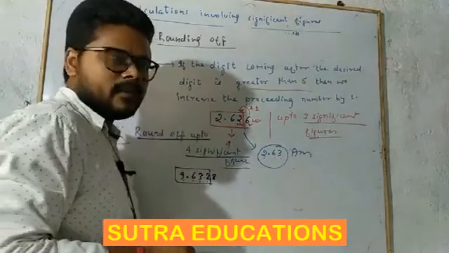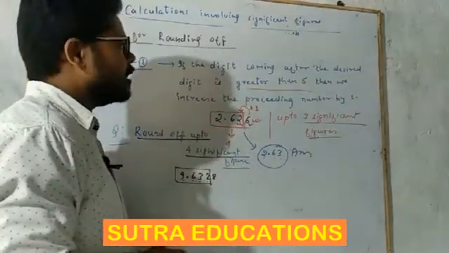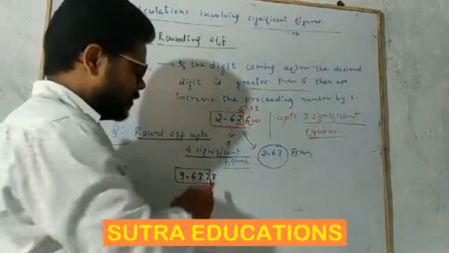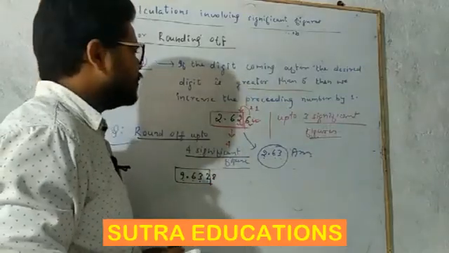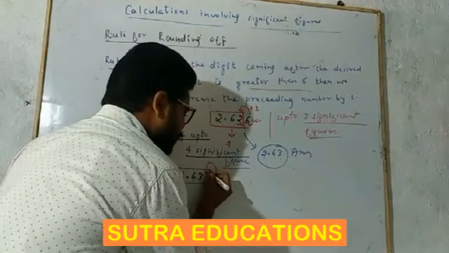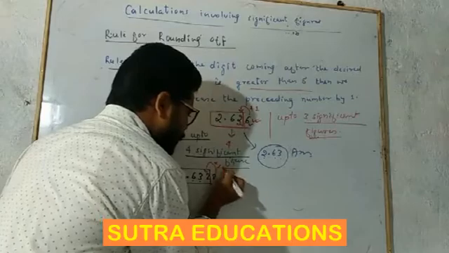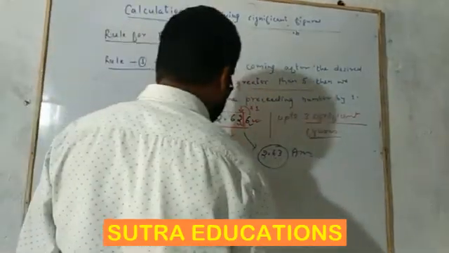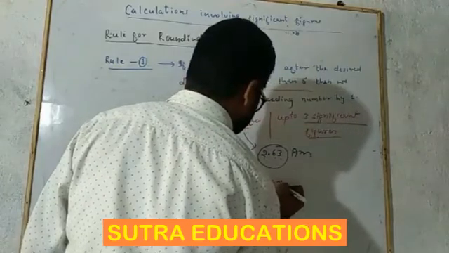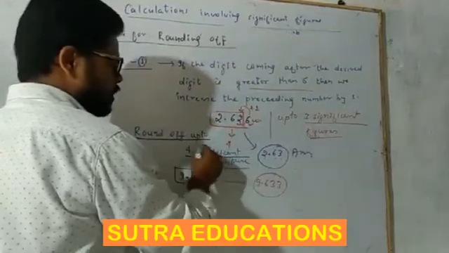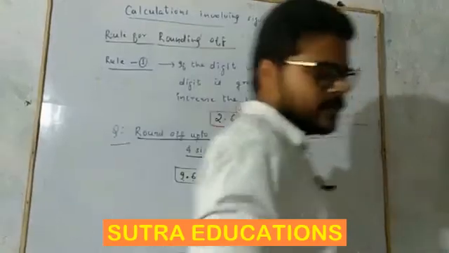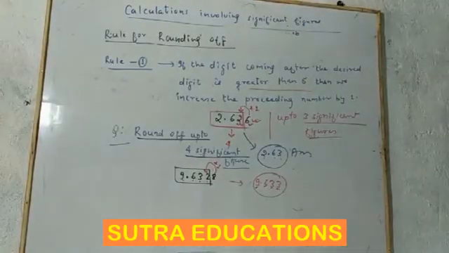Getting it? So come to the statement. If the digit coming after the desired digit, after the desired digit 2, is greater than 5, here it is 8, which is greater than 5, then we increase the preceding number by 1. The preceding number is 2 again, so we will increase it by 1, so it will become 9.633. The question is to write up to 4 significant figures, 1, 2, 3, 4 significant figures, and this is the rule.